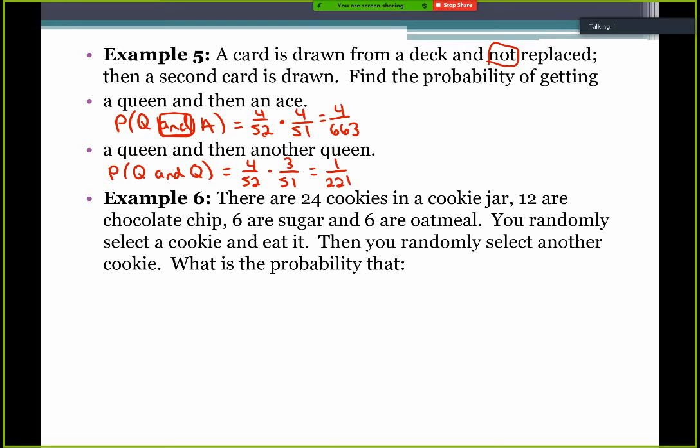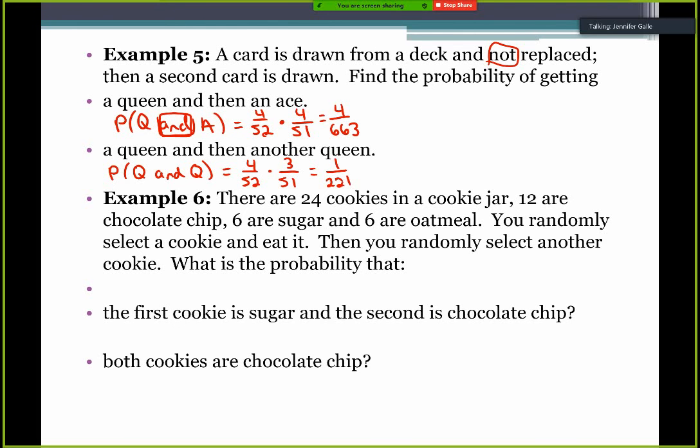So go ahead, if you haven't already, I know some of you probably had all these finished after I did the first one. Go ahead and read through example 6. Hopefully it doesn't make you too hungry here. We're not quite to lunch, but read through the cookie example. See if you can find those probabilities. Now, if you're struggling with finding that second one, raise your hand, let me know. We can talk about that. I'll put the answers up in just a couple minutes for you.